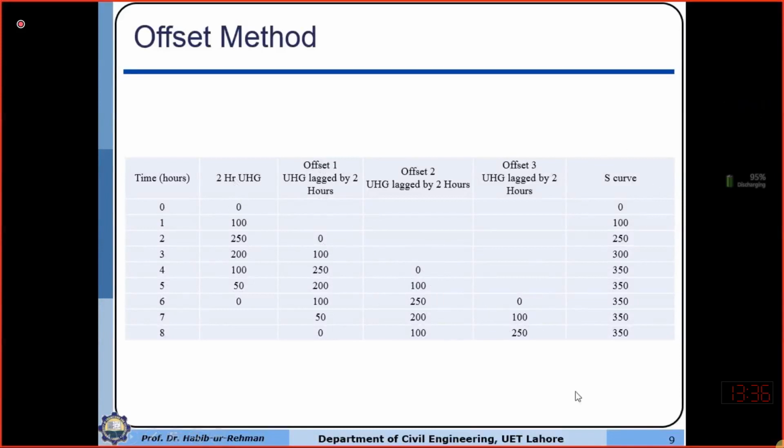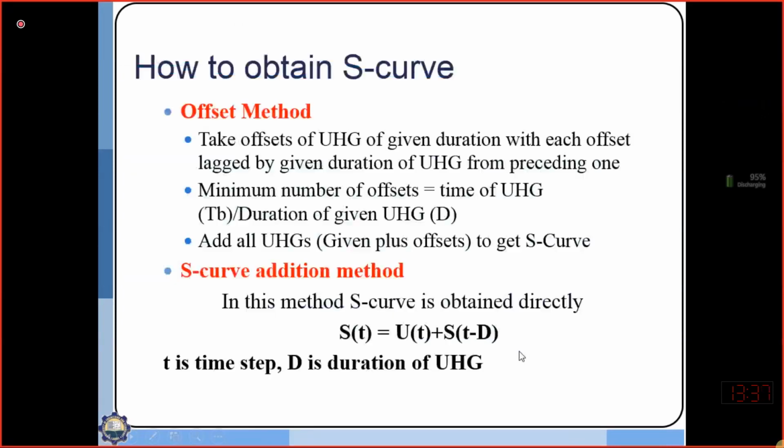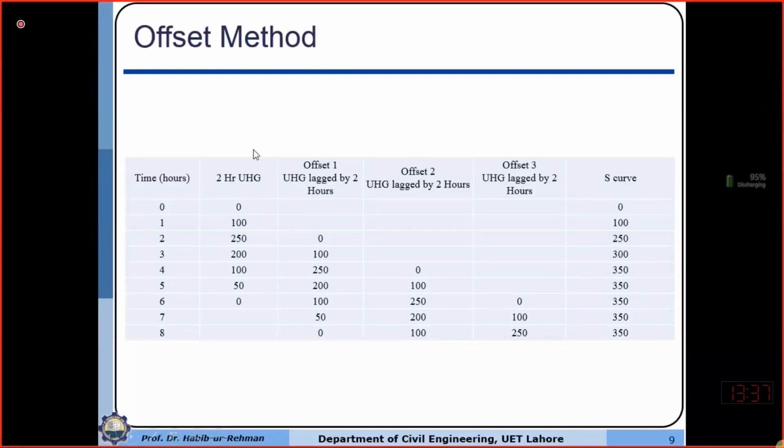Now what are S curve ordinates? S curve ordinates are the sum of the ordinates of all the unit hydrographs. So you will sum columns 2, 3, 4 and 5. It means the given unit hydrograph plus all the offsets. So add the given unit hydrograph ordinates plus offsets 1, 2, 3, and that will give you the ordinates of the S curve.